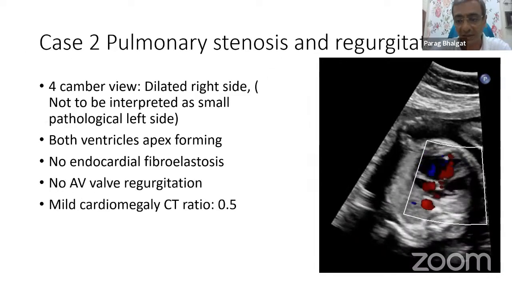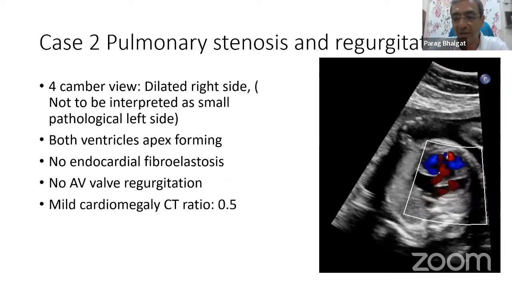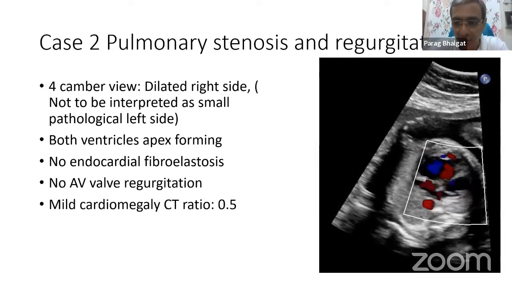This is another case. This little big baby. This is a 4-chamber view. Most striking view in this is the dilated right atrium and right ventricle and small left atrium and left ventricle. So we can take it both ways. Either the left side is pathological because it is small, or right side is pathological because it is big. But after understanding the entire echo, we can come to the conclusion that the dilated side is right and that is pathological.